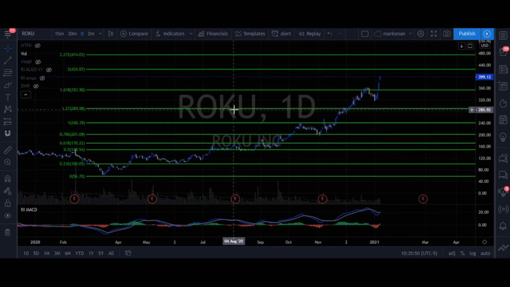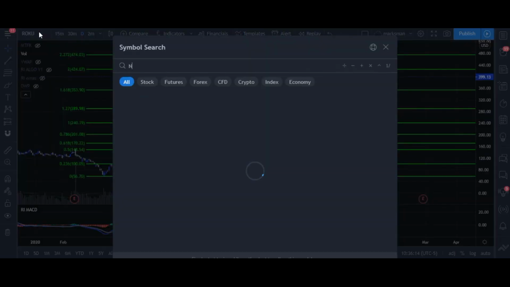So like Roku right now, these are two big areas to watch, and the thing that sucks is it's about $60 a section away. But let's see if it hits this 424, and if it starts to reject off that 424, we'll see how it reacts to those levels, because this could be two huge, really good plays to watch on this. And you can go through anything.